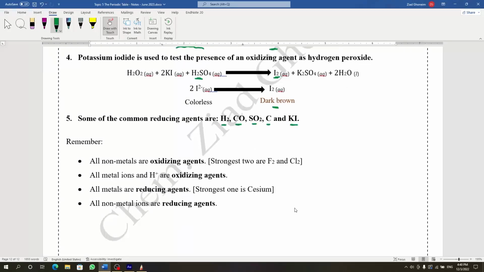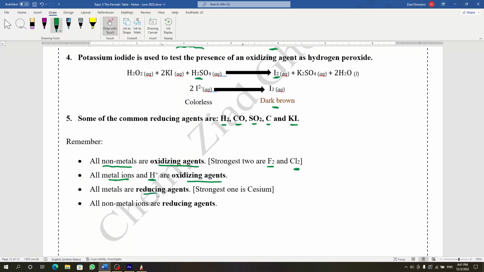Now, these are just final notes. All nonmetals are oxidizing agents. The strongest two are fluorine and chlorine. Oxidizing agents means that they go through reduction, which is gaining of electrons. All metal ions and the hydrogen ion, not hydrogen itself, hydrogen ion, are oxidizing agents as well, meaning that they go through reduction and gain electrons.